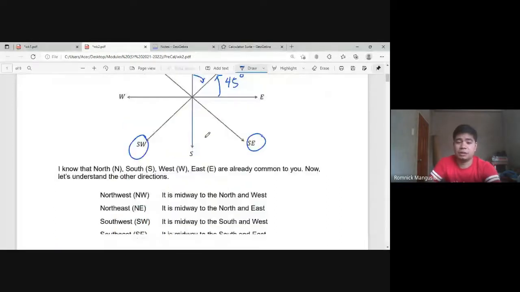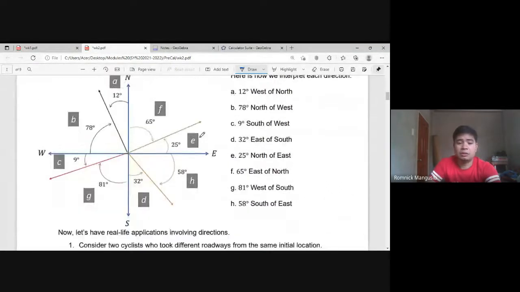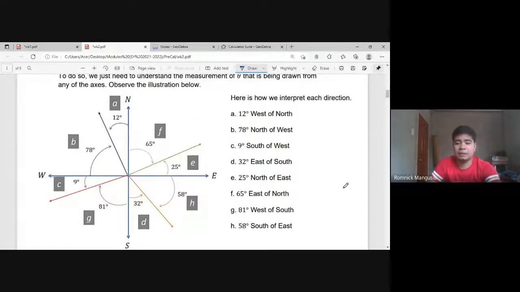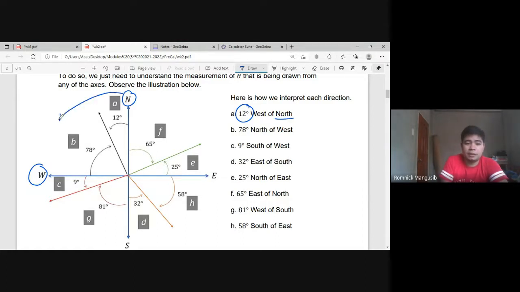Yun kasi yung crucial. So, dito sa examples na ibigay sa inyo, just to have a quick scan, in letter A, it is 12 degrees west of north. Kung ito ang west, okay? At ito ang north. West of north. So, ibig sabihin, nanggaling ka sa north at papunta ka sa west, paganyan ka. Kaya ito ay representation of 12 degrees west of north. I repeat, west of north.